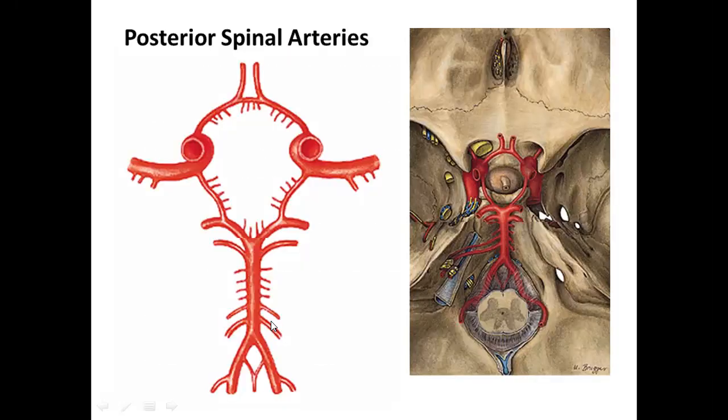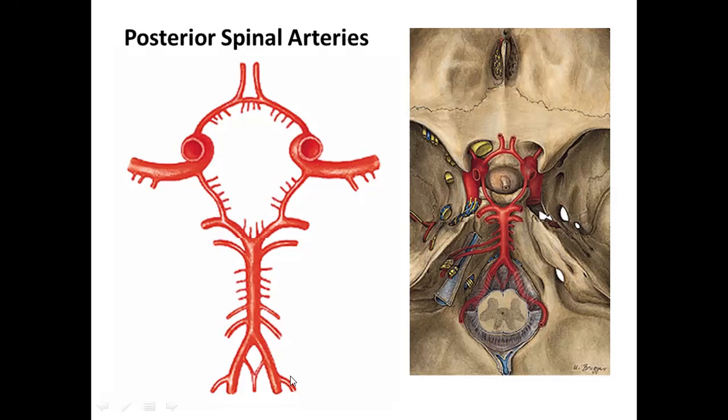Also, the posterior spinal artery. This is one posterior spinal artery, and this is the other posterior spinal artery. It originates from the vertebral artery here and here. It may originate from another artery called PICA, the posterior inferior cerebellar artery, which will be discussed later. So the posterior spinal artery may arise from the vertebral or from the PICA.